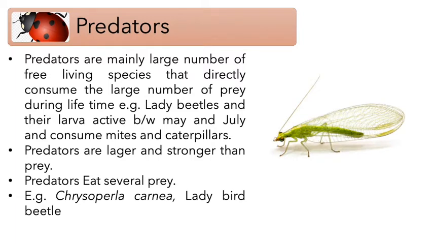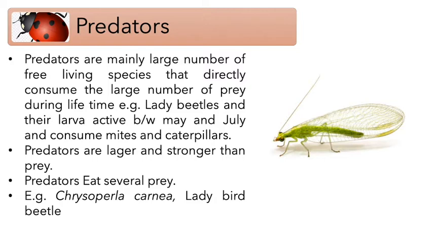Predators are mainly a large number of free living species that directly consume a large number of prey during their lifetime. For example, ladybird beetles and their larvae are active between May and July and consume mites and caterpillars. Predators are larger and stronger than prey. Predators usually eat several prey in their lifetime.